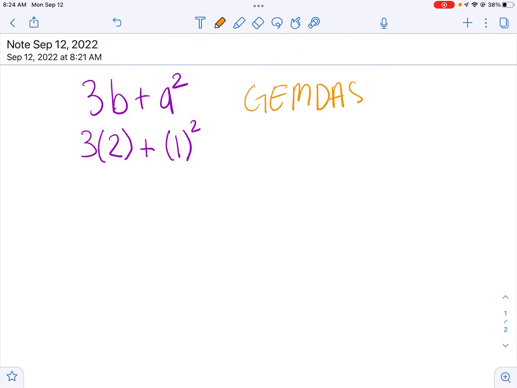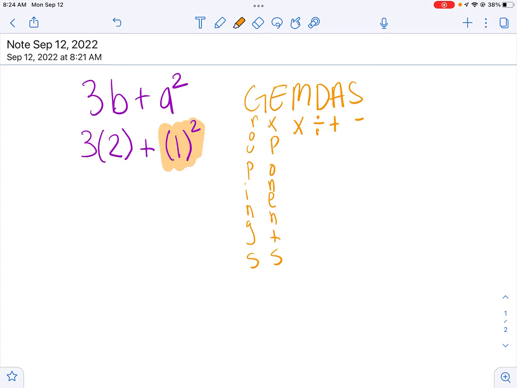Okay, now I'm just going to follow GEMDAS or PEMDAS. You might have learned it in 5th grade. So I do groupings first, right? Then I do exponents. Then I do multiplication, division, addition, or subtraction. Okay, so I don't have any groupings. I do have an exponent over here though.